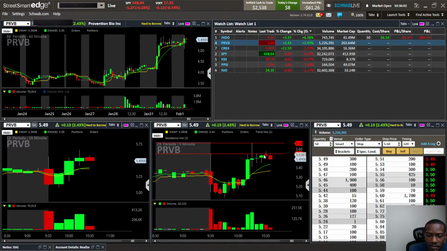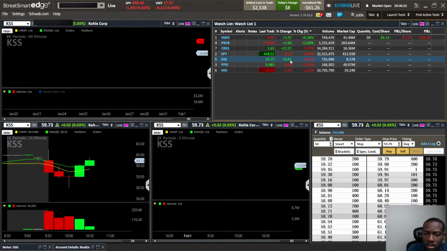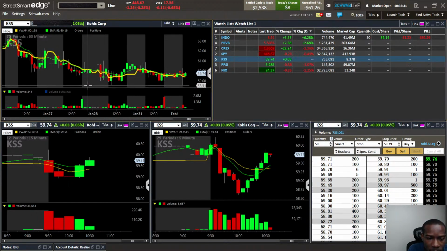PRVB again failing that level and looking like it wants to come on down now. Crex right down to that level 162. I'm thinking it can break that 162. Of course, cheaper stocks like this, their levels break kind of easy anyway. KSS came down here, hit the 58.61, gave just a little peek through and then bounced back up on you.